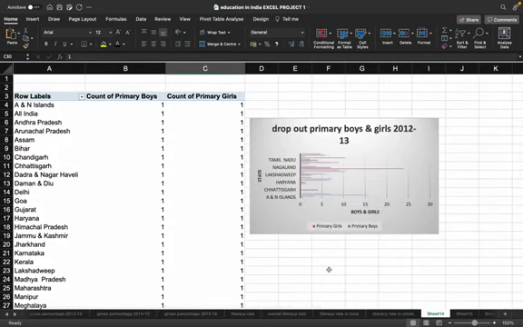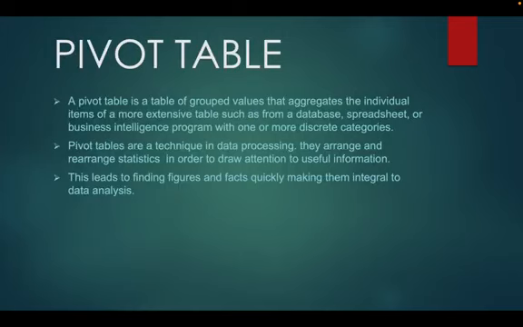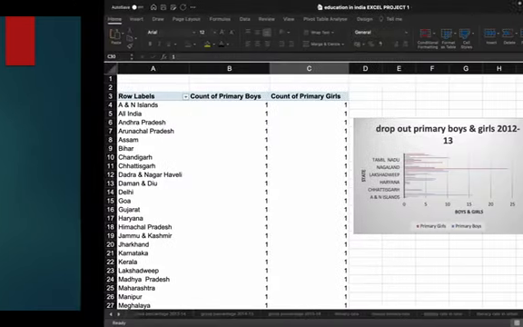Next, moving to pivot table. A pivot table is a table of grouped values that aggregates the individual items of a more extensive table, such as from a database, spreadsheet, or business intelligence program, with one or more discrete categories. Pivot tables are a technique in data processing. They arrange and rearrange statistics in order to draw attention to useful information. This leads to finding figures and facts quickly, making them integral to data analysis.